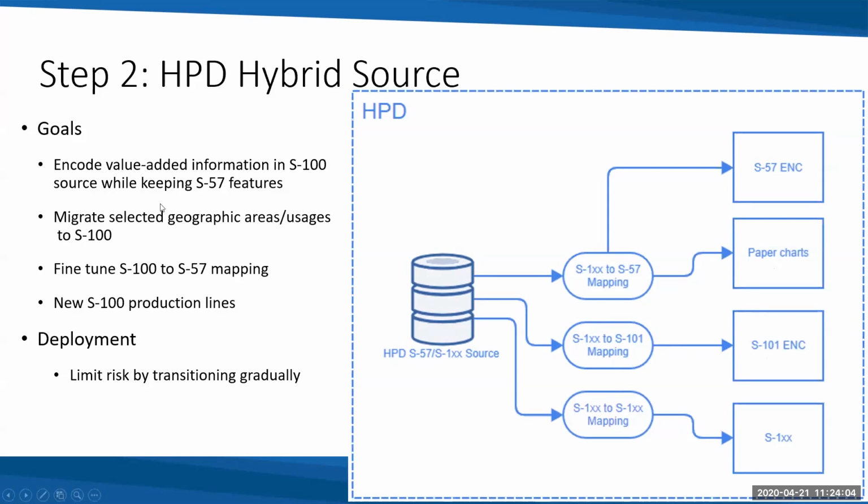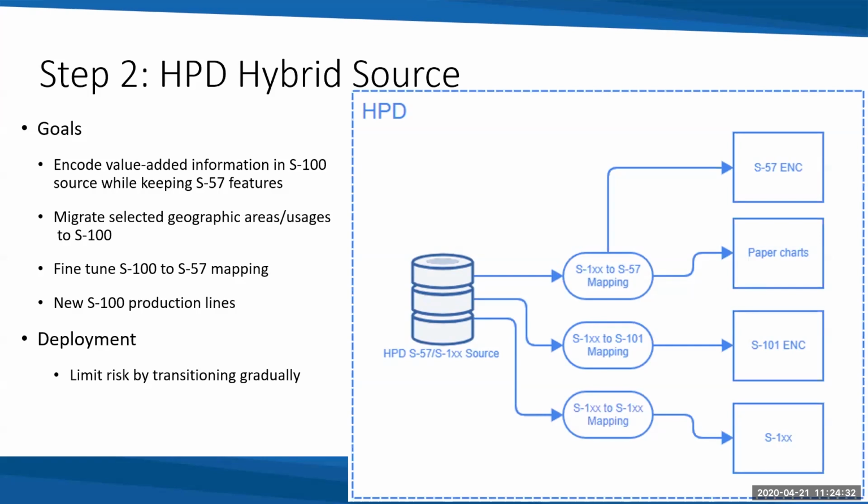So the goal is to encode value-added information in S100 source while keeping S57 features. So you can imagine, for example, adding text placement to an S57 encoded buoy, so that in the paper chart you can show the text in the right place and you can get that information in the equivalent S101 ENC.